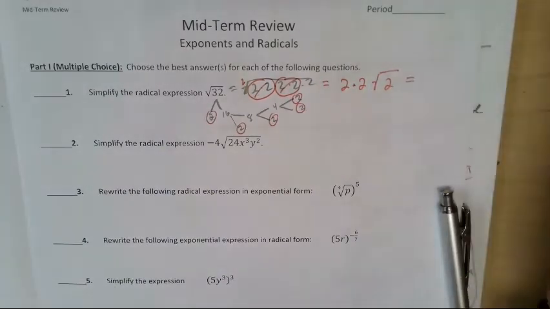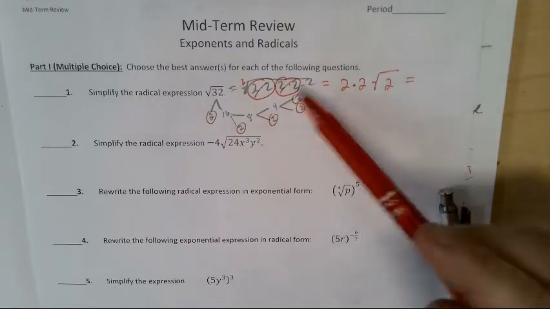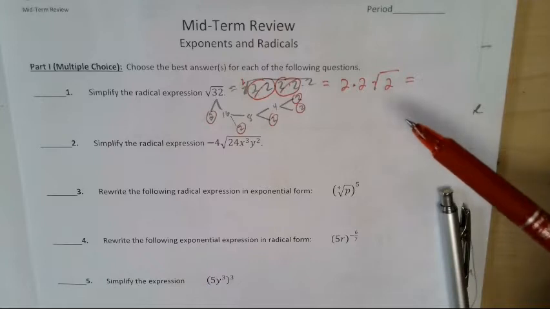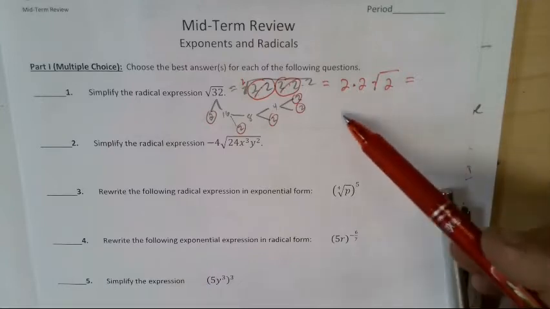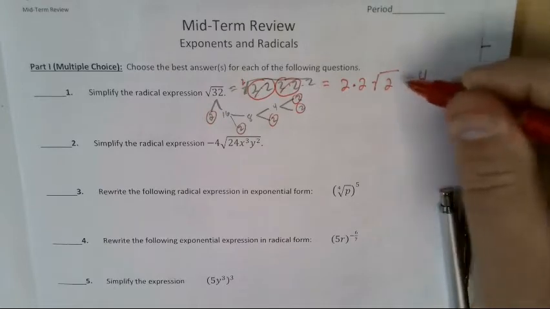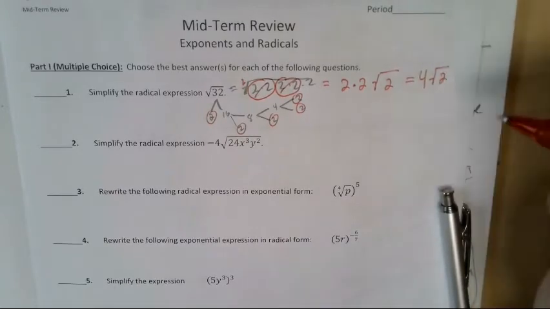Okay? So every time I make a group, pull the factor out. If it's left, leave it alone underneath the radical and then write it out. Simplify the outside. 2 times 2 is 4. And the inside is the square root of 2, and that's it.